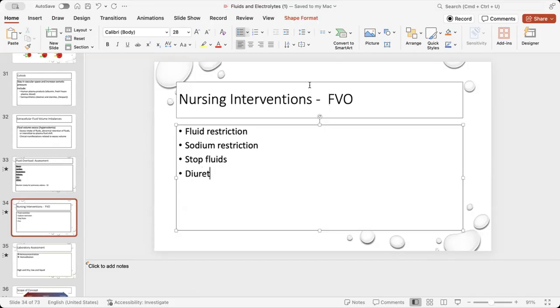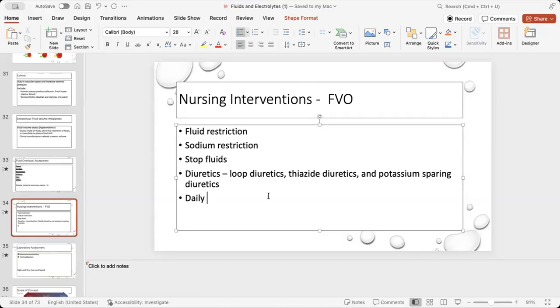What are some different classes of diuretics that you learned about? Loop diuretics like furosemide, thiazide diuretics like hydrochlorothiazide, potassium sparing like spironolactone. Okay, so different classes, so make sure you understand those. I can stop my IV fluids, do a fluid restriction, a sodium restriction, diuretics. Daily weight, we want to check those, absolutely.